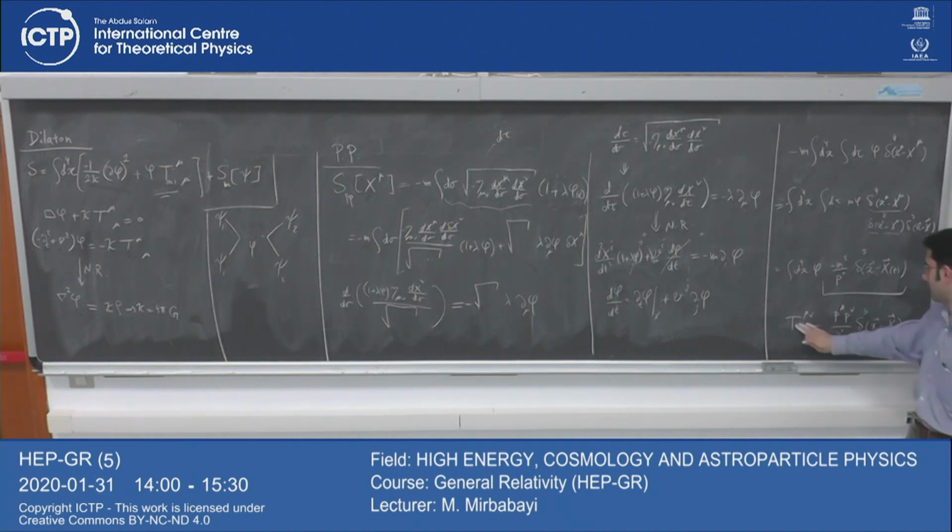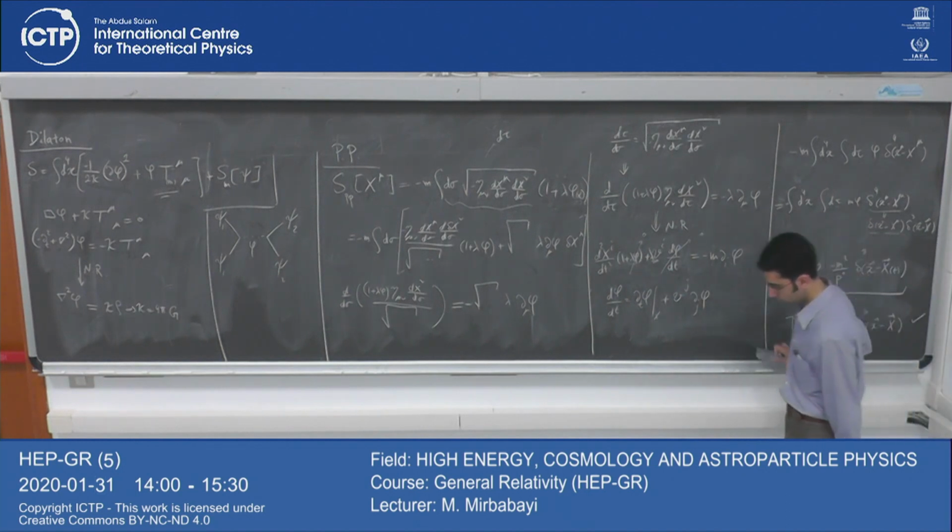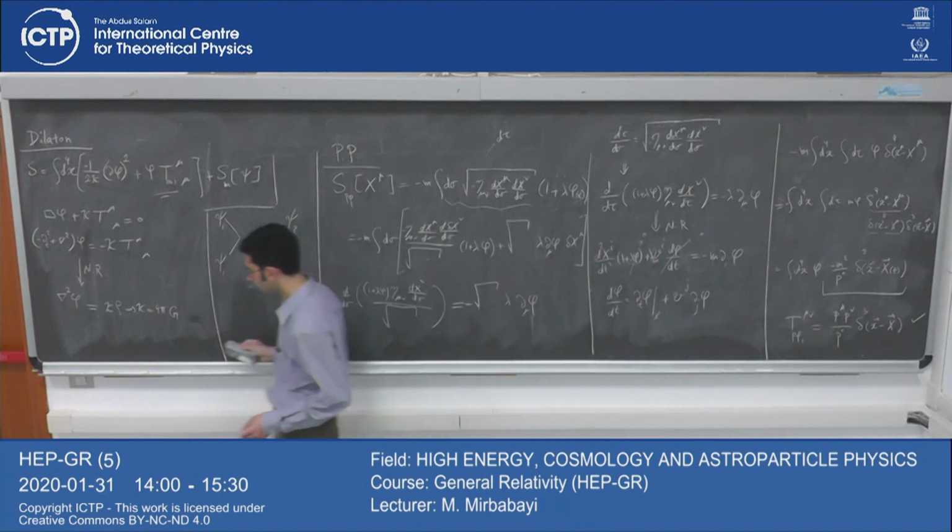Okay, so this is the T mu nu for a point particle, and the trace of that is this in our signature. So this just checks with the original formula. That is.